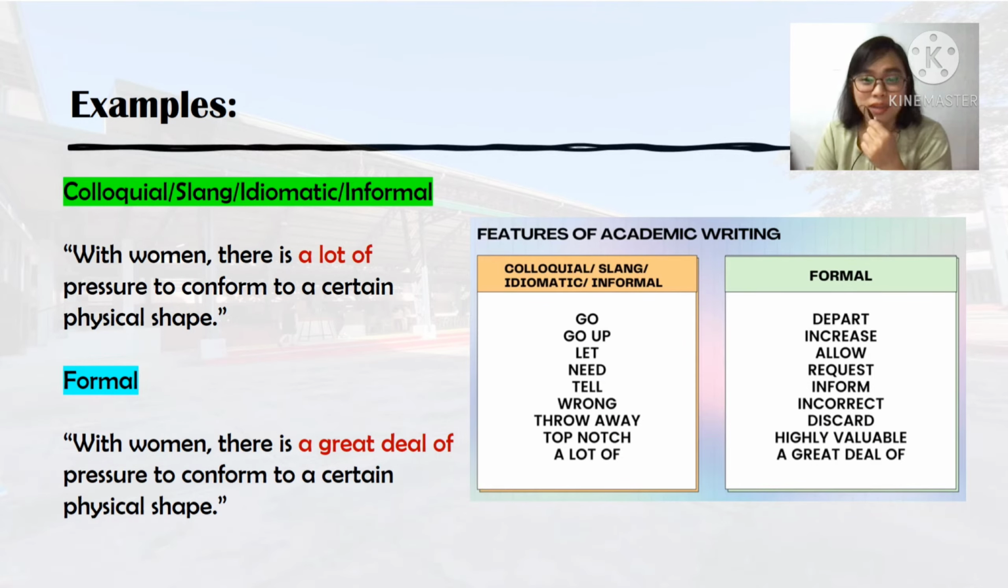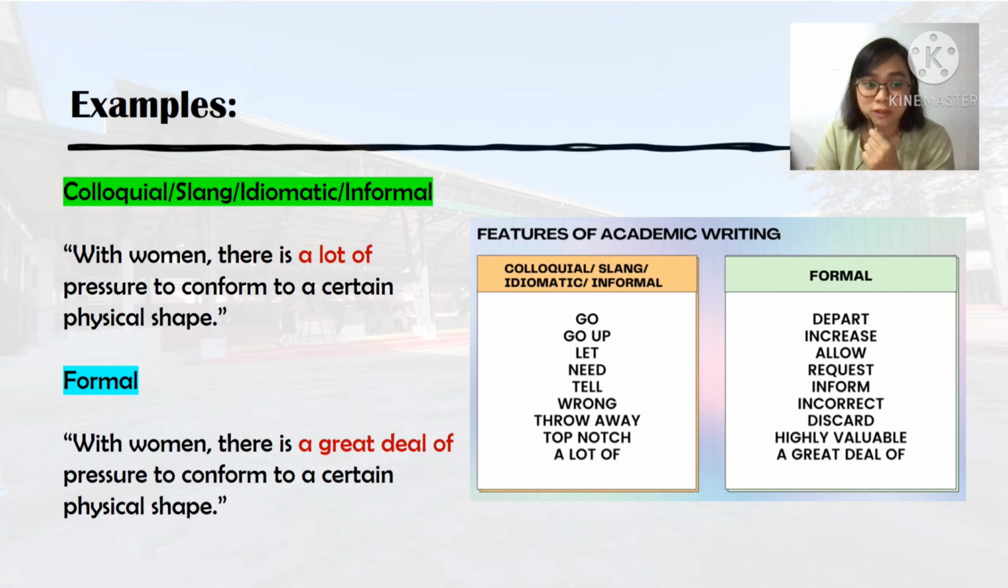Under colloquial, we have this list of words and phrases: go, go up, let, need, tell, wrong, throw away, top-notch, a lot of. For formal, instead of saying the following list of words under colloquial, we say depart, increase, allow, request, inform, incorrect, discard, highly valuable, a great deal of.